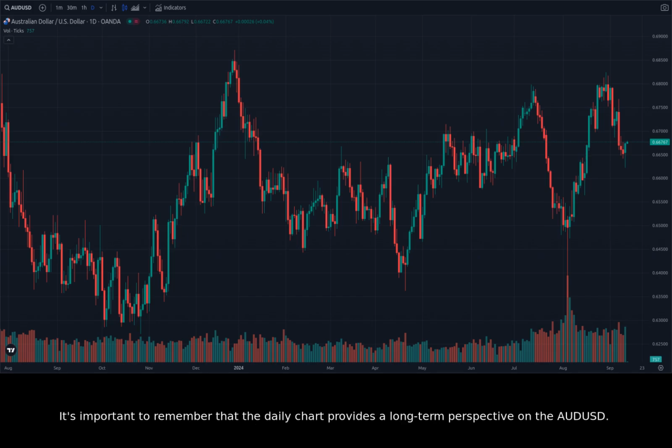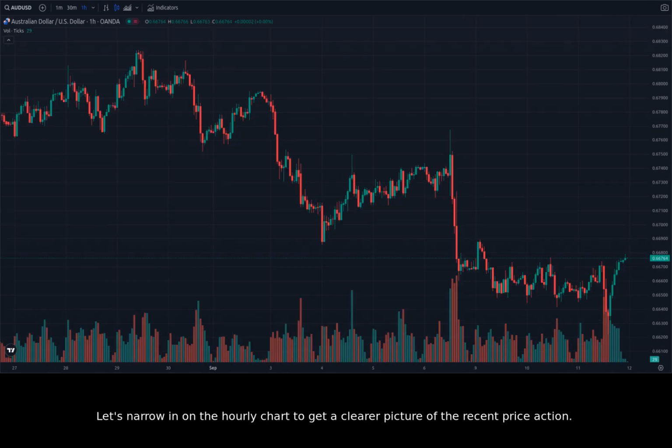It's important to remember that the daily chart provides a long-term perspective on the AUDUSD. To gain a better understanding of the short-term trends, we need to look at the hourly chart. Let's narrow in on the hourly chart to get a clearer picture of the recent price action.